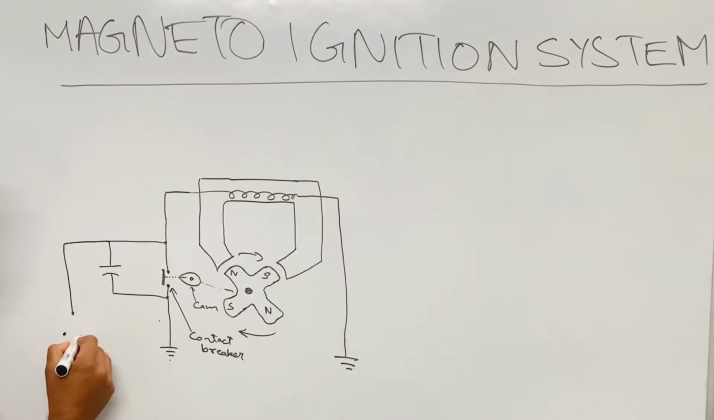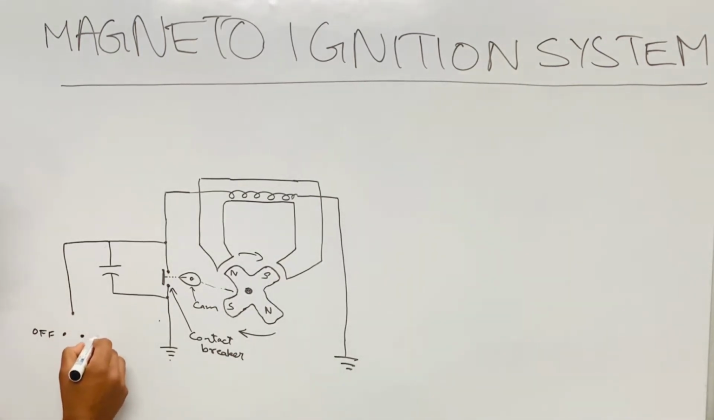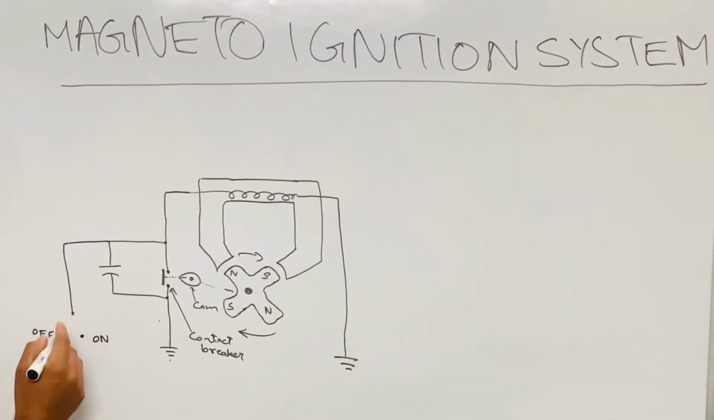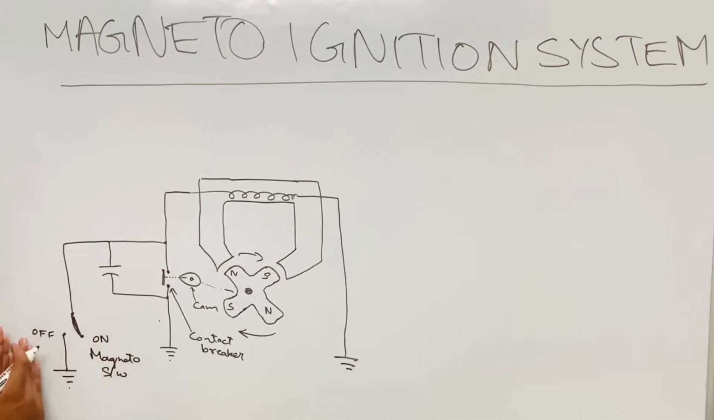It will have two contacts. One will have the off point and the other point will be for on, for turning on the magneto. So if you want to turn on the magneto, the switch should be here, and if you want to turn it off, it should be here. That means it will have a grounding connection like this. Off will have the grounding connection, and suppose we want to turn on the magneto, so I'll put the contact here. So this contact is used to turn on the magneto. So I'll write here magneto switch. So here we have the magneto switch having off and on positions.